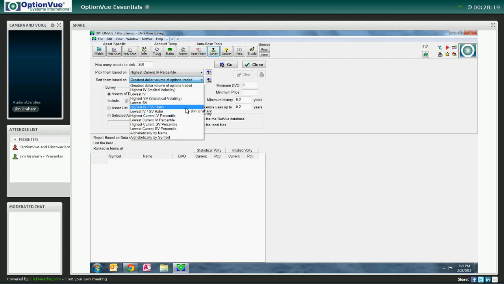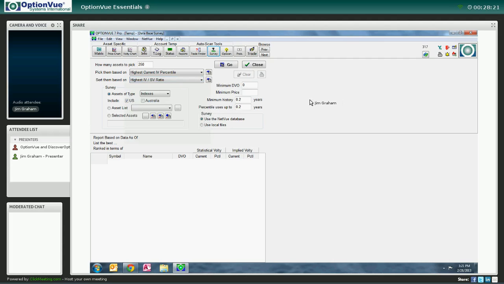And in this case, why don't I try doing the highest SV ratio? So the options' implied volatility is the highest it's been, and also it's extremely high relative to how much the underlying is actually moving. I think I'll just run it only on stocks in the US.